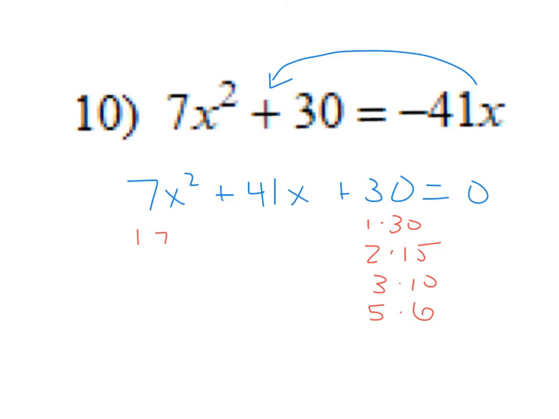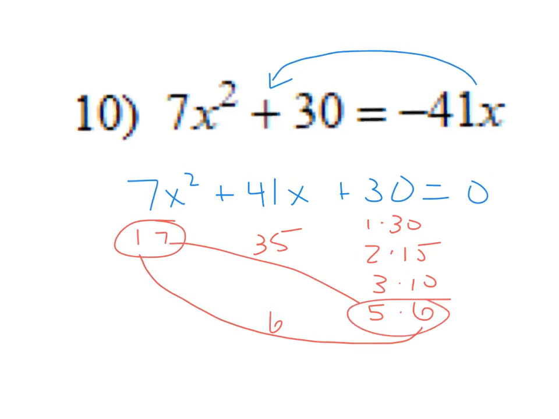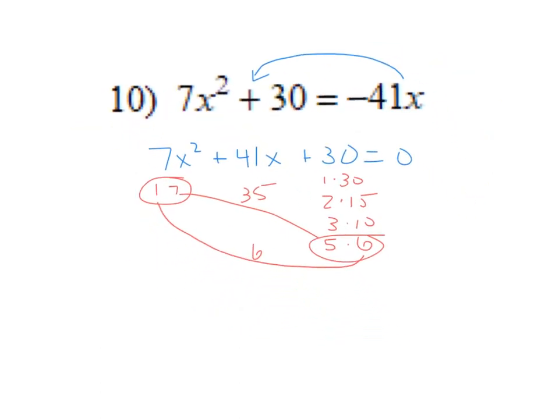Now, since it's all positives, I know I'm going to have positives, and I'm looking for something that's going to get me a 41. So if I come running through, 1 times 6 is 6, 5 times 7 is 35. When I add that up, that gets me a 41. So I have a 1, 7, and 5, 6 combo there. Okay, so I'm going to have 1x, 7x. Again, these are all positives, and on the back side, I've got a 5 and a 6.